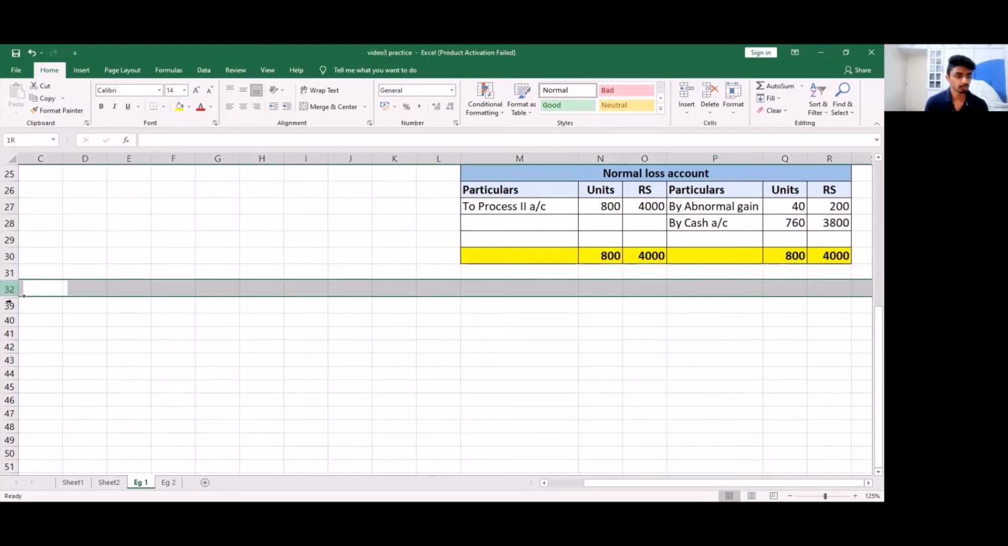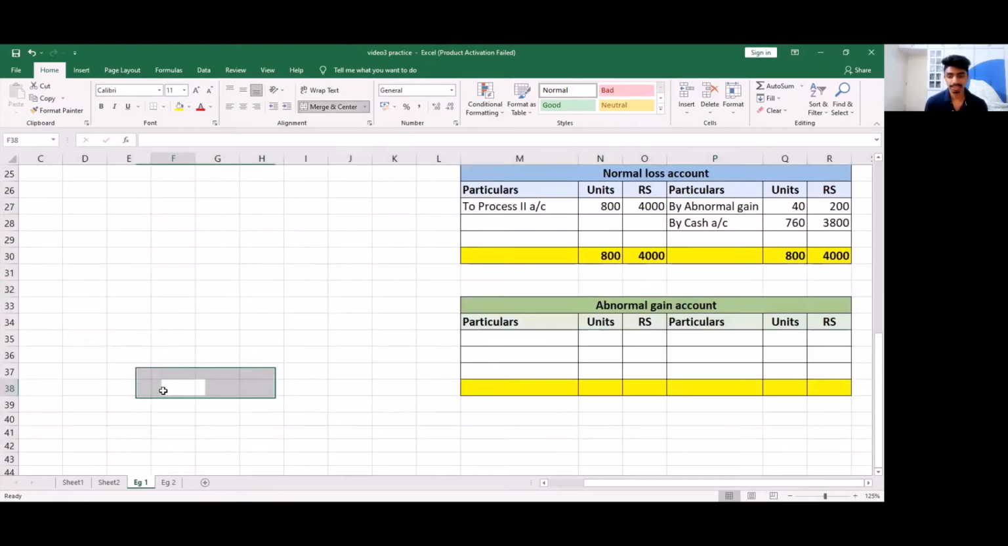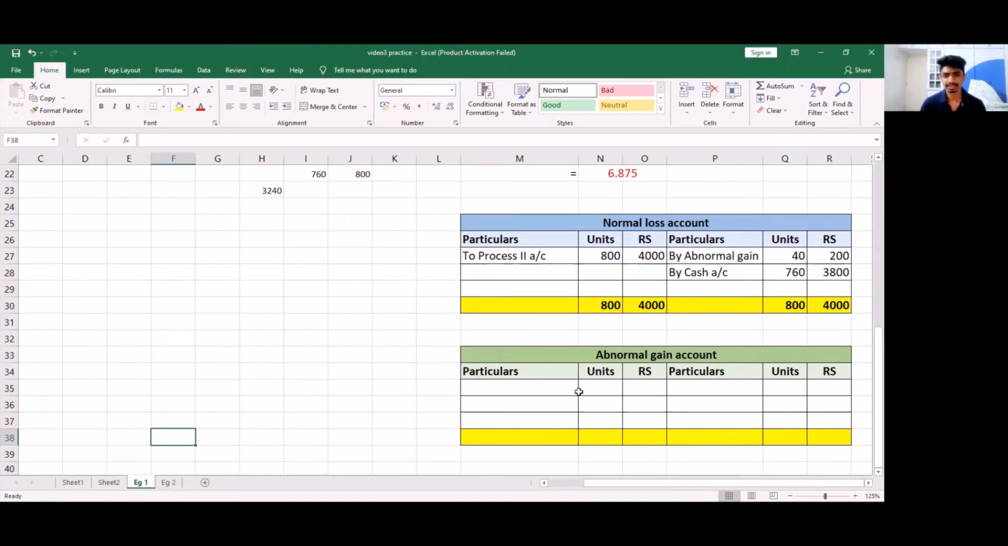Now the format for the abnormal gain account is the same. We have particulars, units, rupees; particulars, units, rupees. Before that, let's make this clear again. These 800 units, not all of it is going to realize cash value. Some of it will, which is the 760 units, and as for the abnormal gain, we do not. So this money that we expected to realize and don't is kind of a loss. On our abnormal gain account, because this is some kind of a loss, the money we expected but did not make, we are going to write this on the debit side.